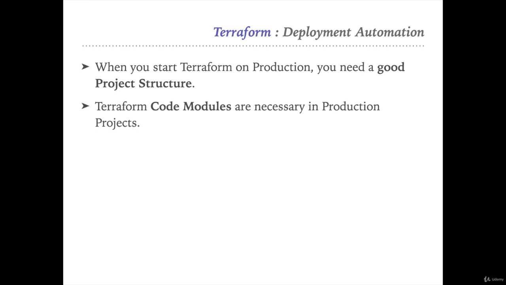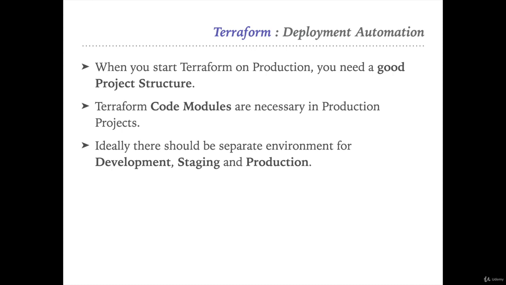A very necessary and must-have part in a Terraform production project is the code modules. You need to create custom code modules which can be reusable with different projects. If you have a complete infrastructure as a module, then you can use the same module for the development, staging and production environments. That way, if you have any error in your modules or configuration file, it can be captured at an earlier stage, either in development or staging, and will not directly appear in production. Ideally, there should be separate environments for development, staging and production.